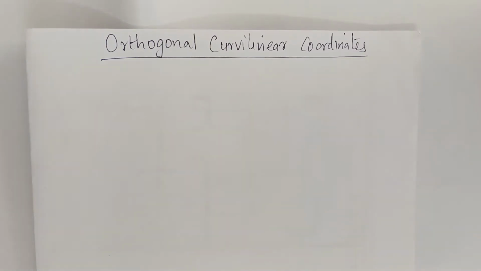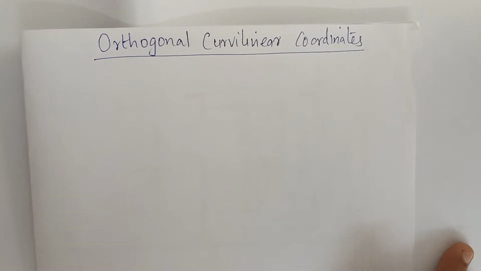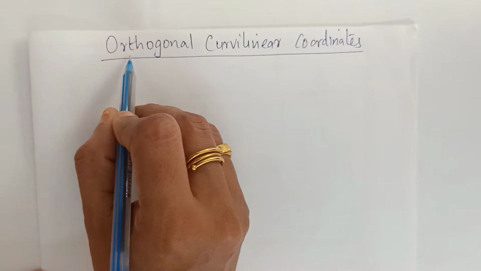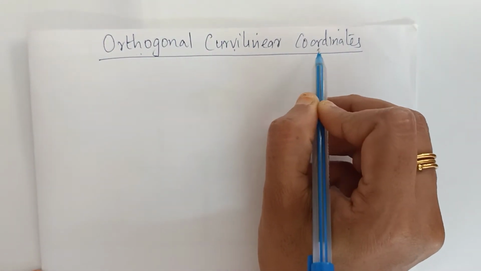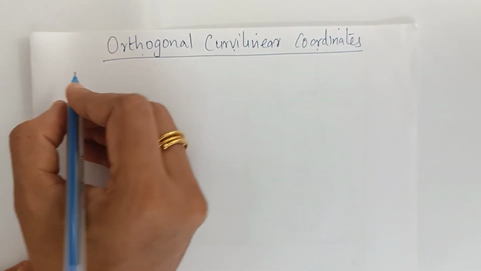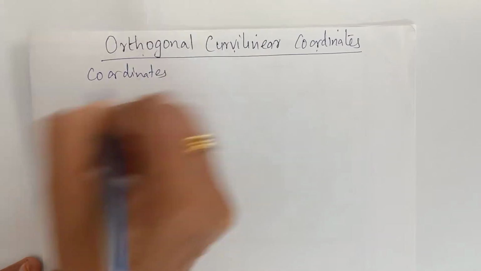In this video we are going to discuss orthogonal curvilinear coordinates. So in the topic here we have three major words: orthogonal, curvilinear and coordinates. First, let us start with the basic word. What do you mean by coordinate, which is very familiar to each one of us?